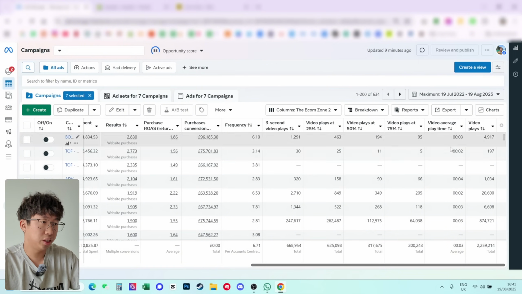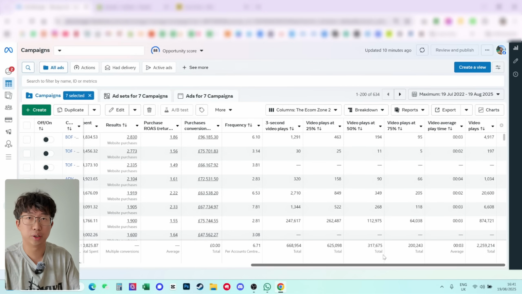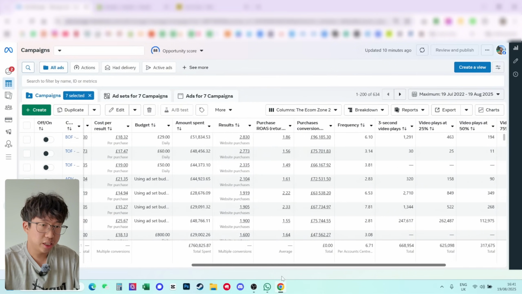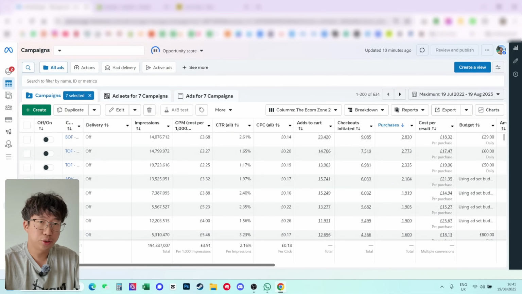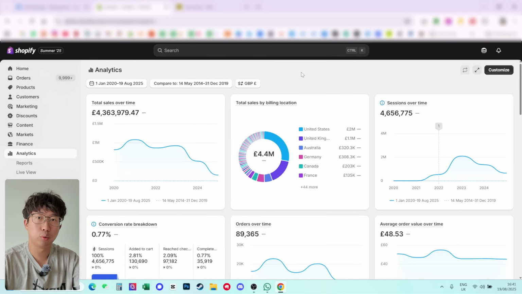So if your average play time is below 7 seconds, your CPC is above $1, well, you kind of know that your video ads suck and they need improving. Now, let's head over to my Shopify analytics. So this is another part of the funnel that you need to analyze when you're running ads.